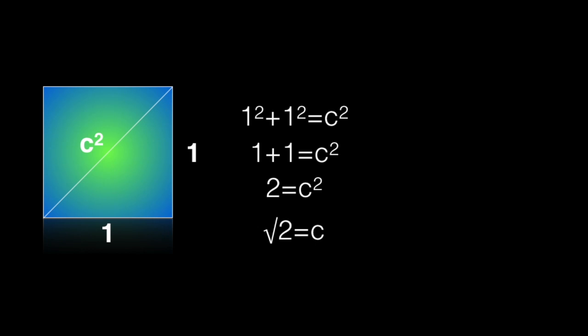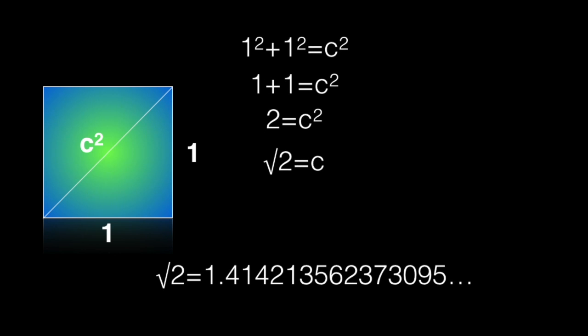So this is a square, each side is 1, and we're going to be trying to figure out what c squared is. So 1 squared plus 1 squared equals c squared. Now 1 squared is 1, so 1 plus 1 equals c squared, or 2 equals c squared. So the square root of 2 equals c. Now if you pick up a calculator and do the square root of 2, you're going to get this answer, 1.414, and this number does go off into infinity, just like pi.